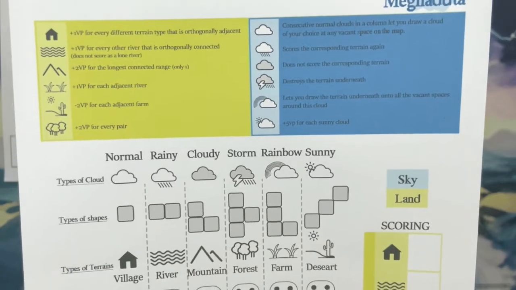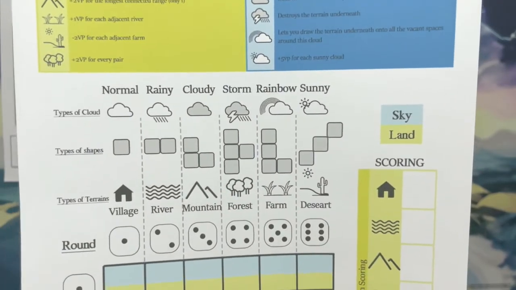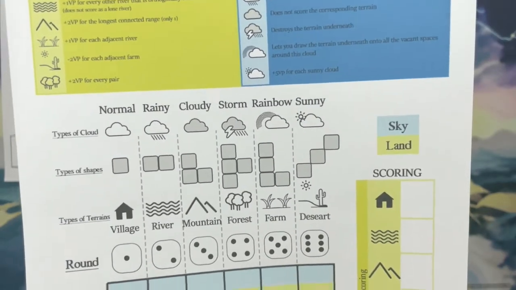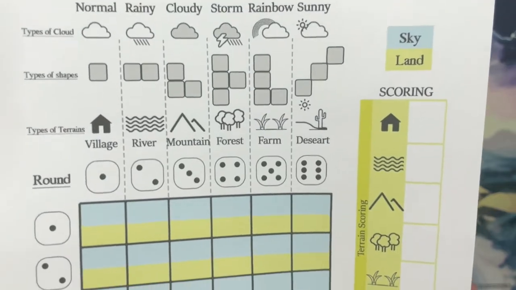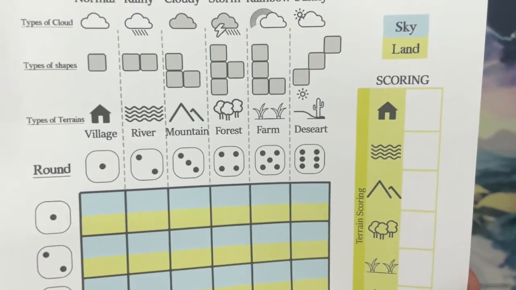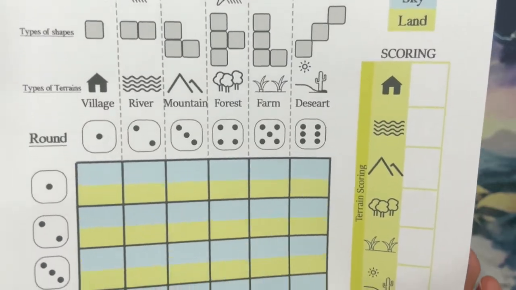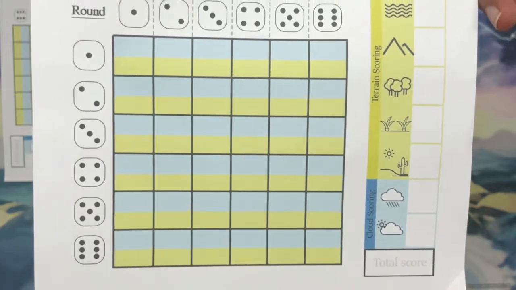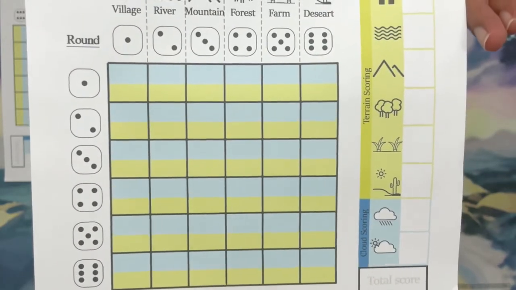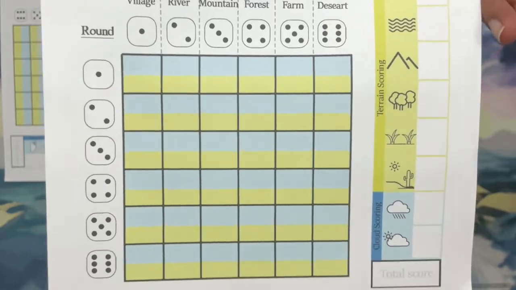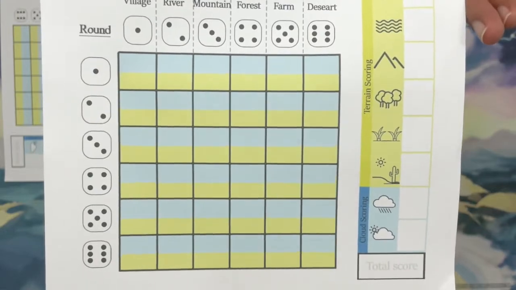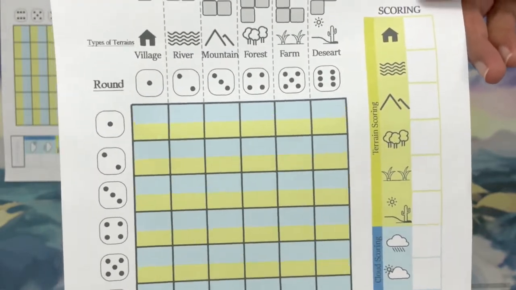The scoring criteria is right on top. Then you have the different types of clouds, so you draw the clouds in different stages. In the second stage, you have different types of shapes. You have different types of terrains, starting from village until desert. And then you have the player grid itself. The player grid is where you draw different types of terrain and different types of clouds. It is divided into a 6x6 matrix, and you have terrains in the green color and clouds in the blue color.